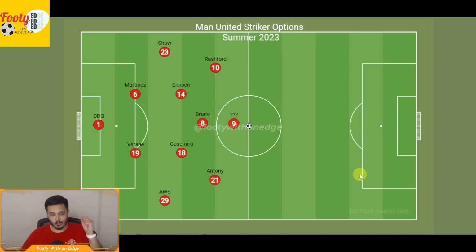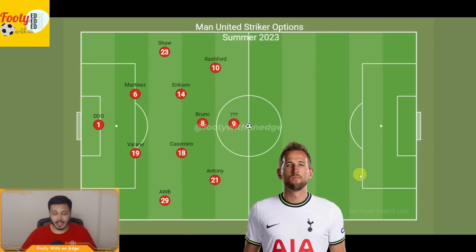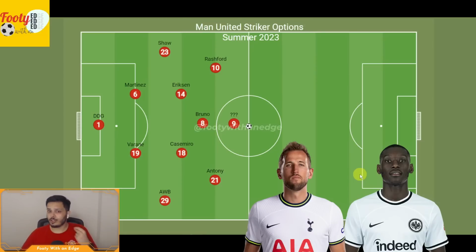In the Osimhen to United video, I mentioned how there are several other options out there that fit Ten Hag's system better. So that's exactly what we're here to do today. We're going to analyze 6 strikers that include some popular names like Kane and Kolo Muani, and some under the radar names that I guarantee will take you by surprise.